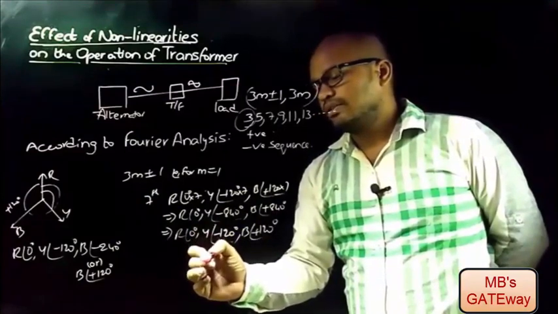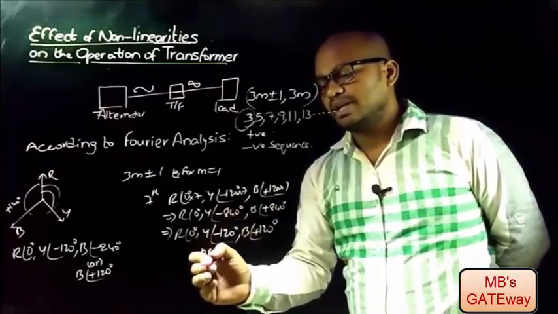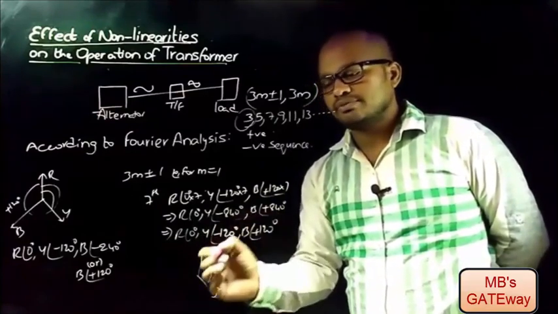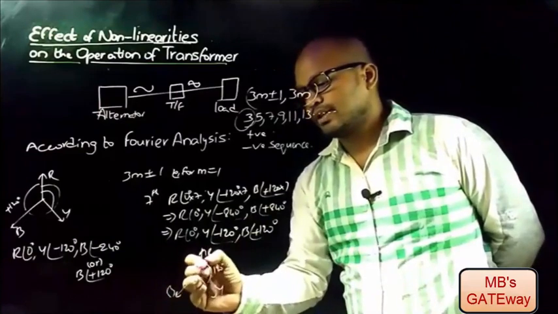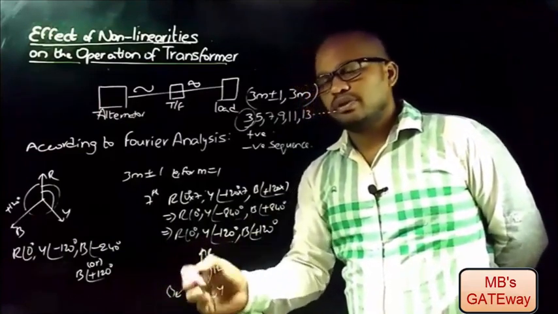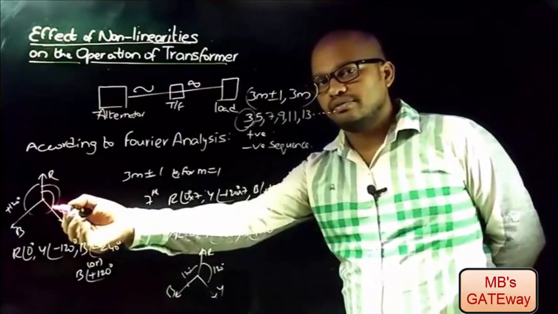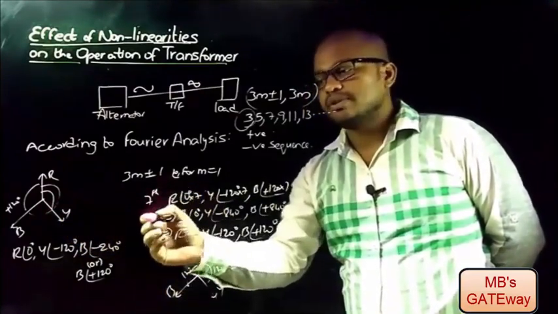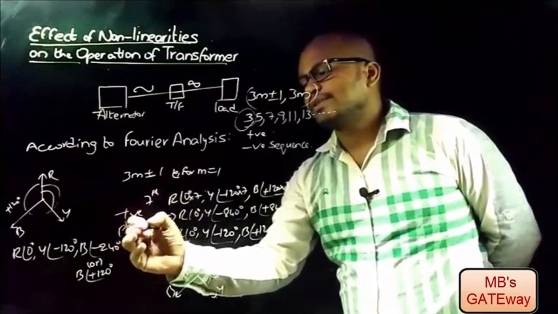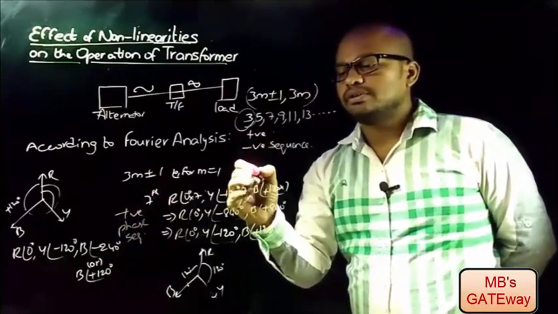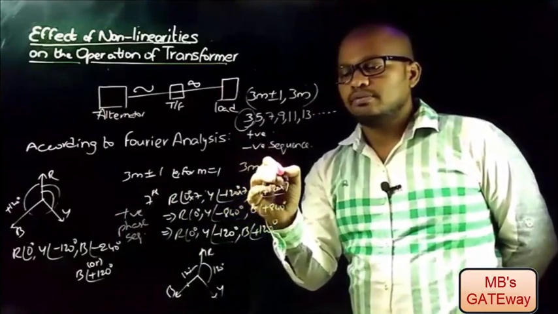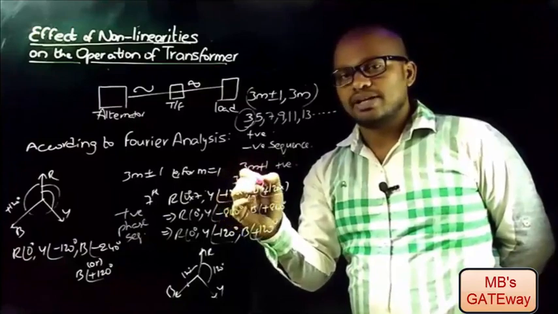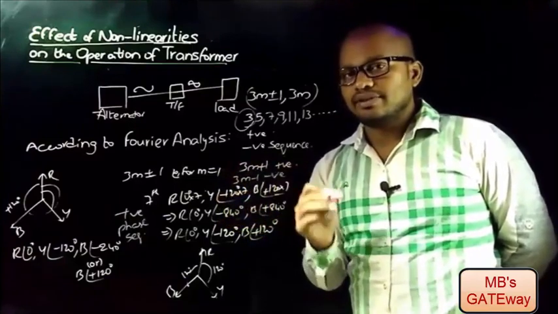So R at an angle 0 and Y at an angle minus 120, so Y is here, and B is at plus 120 degrees. If you compare this phase sequence with the fundamental phase sequence signal, as both are the same, that implies that the 7th harmonic comes under positive phase sequence. Therefore, the harmonics of order 3m plus 1 come under positive phase sequence signals, and the harmonics of order 3m minus 1 come under negative phase sequence signals.